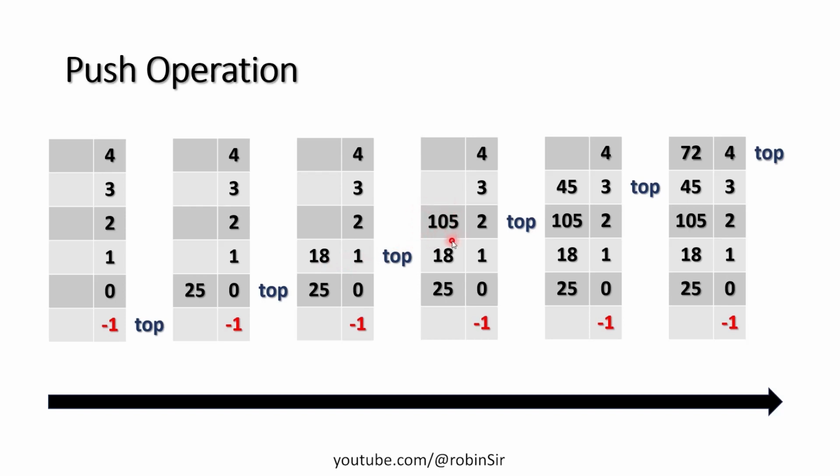Then 105 is inserted or pushed into the stack. So top firstly points to 2 and then the insertion takes place. Then the push operation is actually done. Then you inserted 45 and then finally you inserted 72, and we can now clearly see that the stack is completely full.